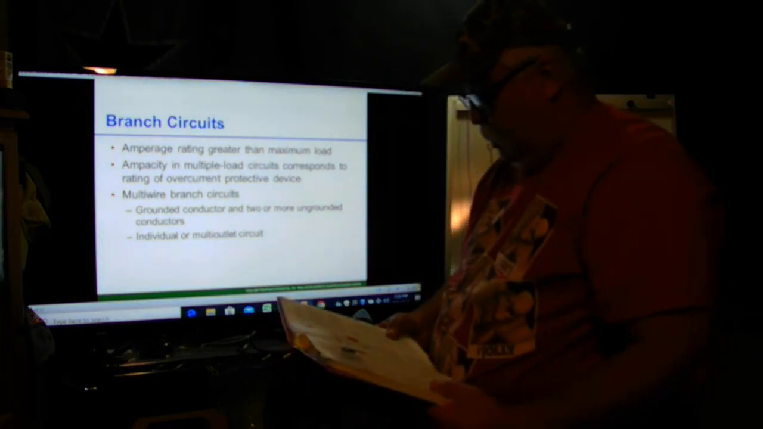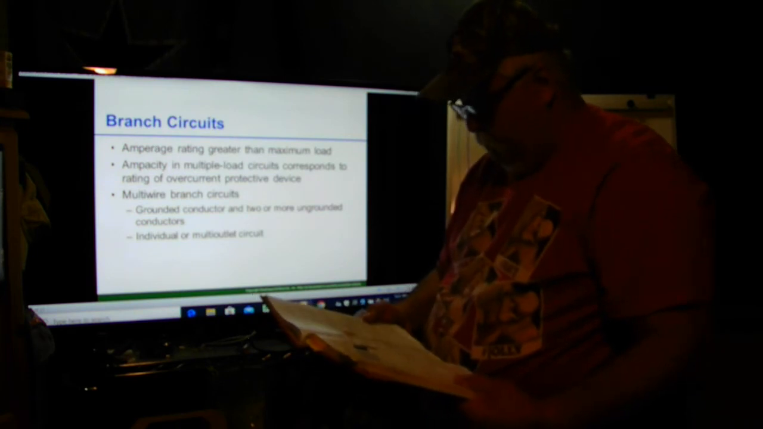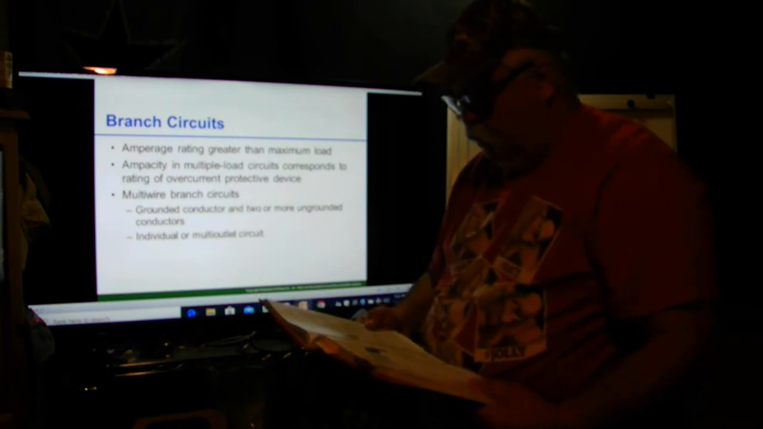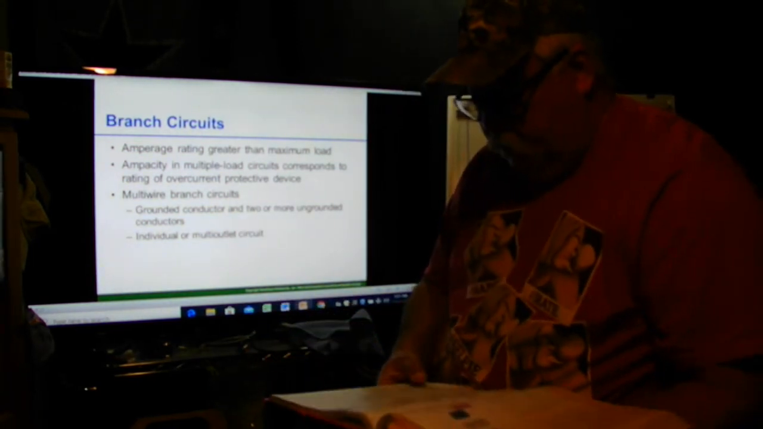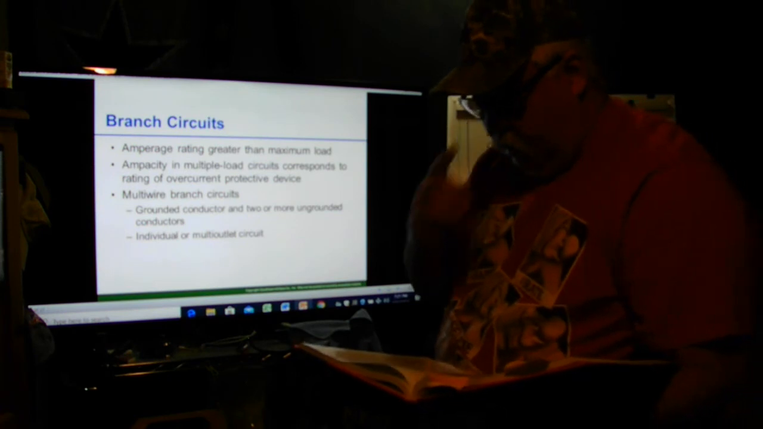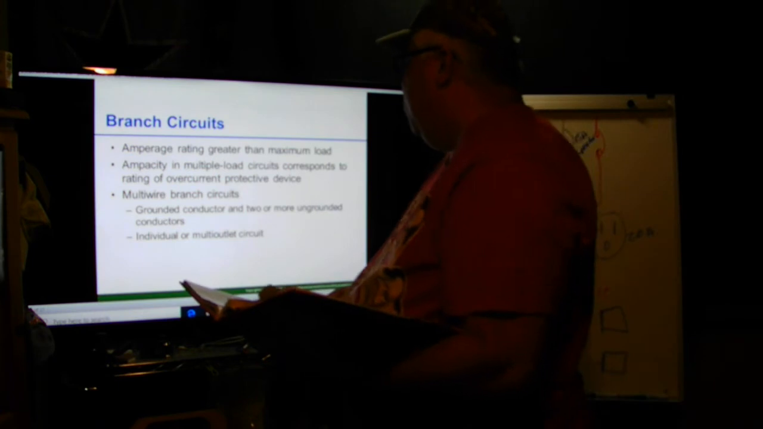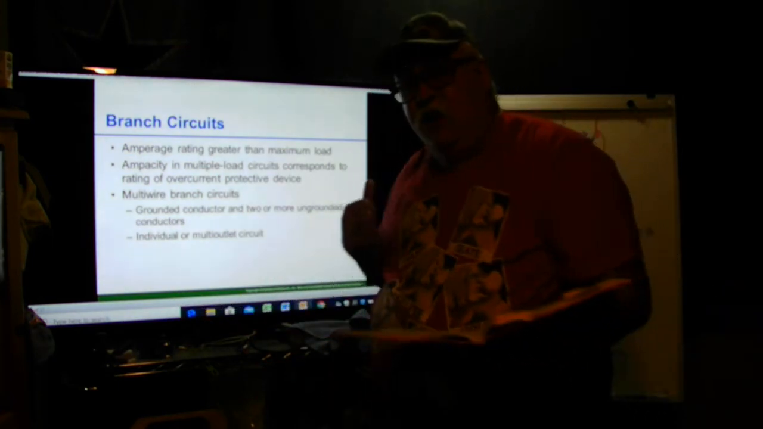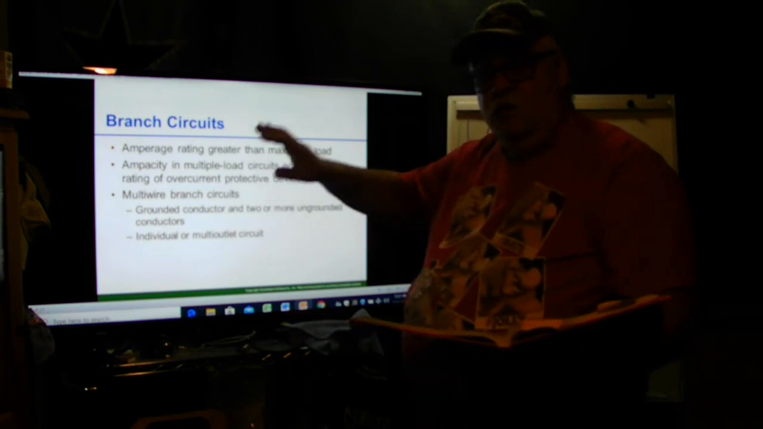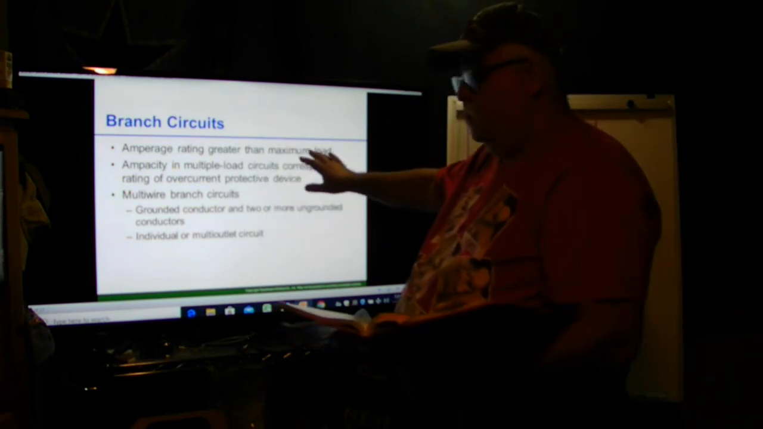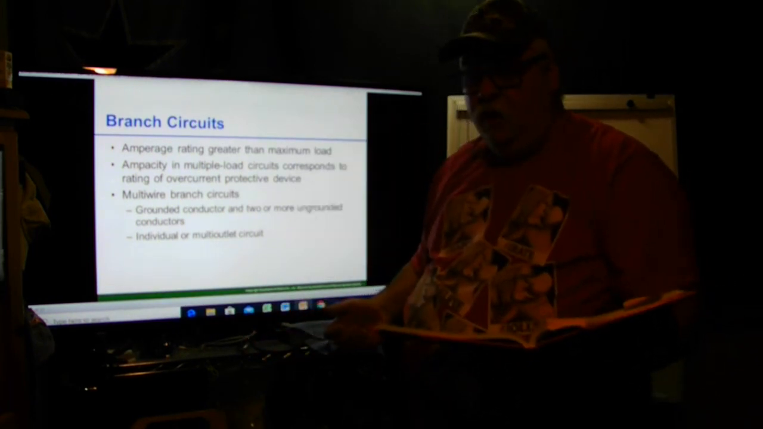Alright, branch circuits. This is conductor ampacity in multi branch circuits, 1223 and 1224. That's what's on this slide here. So it says the amp rating of a branch circuit's conductors must be greater than the maximum load the circuit will provide. What does that mean? That means I got to size my circuit to carry the load. Okay, so my circuit's got to be greater than the load I'm plugging in.